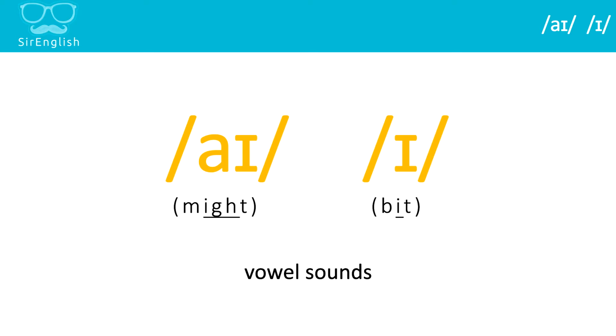So let's look at two more vowel sounds. These two sounds are /aɪ/, as in might, and /ɪ/, as in bit. So, can you notice the difference between these two sounds? Like the previous sounds we studied, one is long and the other is short. So the first sound, /aɪ/, is long. As you noticed by the symbol, it's actually two vowels pushed together.